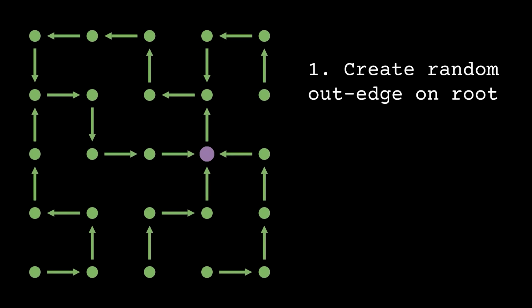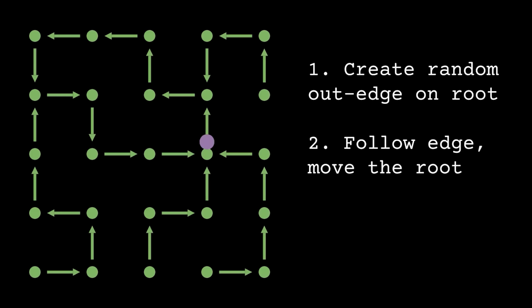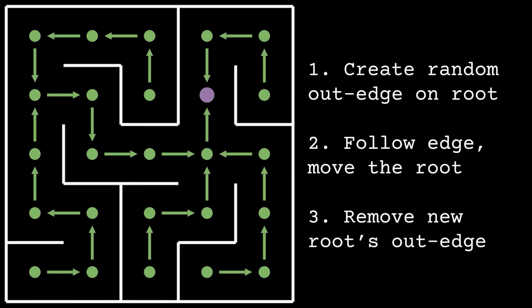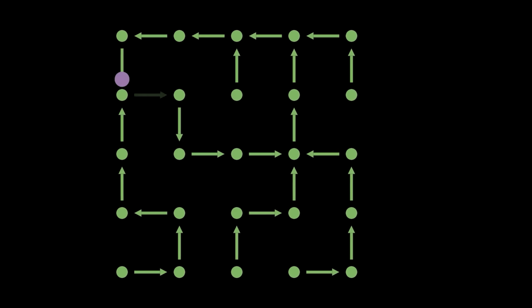So the algorithm uses three steps to do this. First, point the root in a random direction. Then follow that direction and make that vertex the new root. And finally, remove the new root's outbound edge. This moves the root to a new location, and it's guaranteed to still be a root-directed tree, which means it's still a perfect maze. And yeah, that's all there is to it.